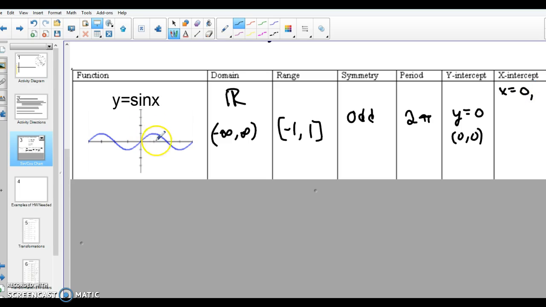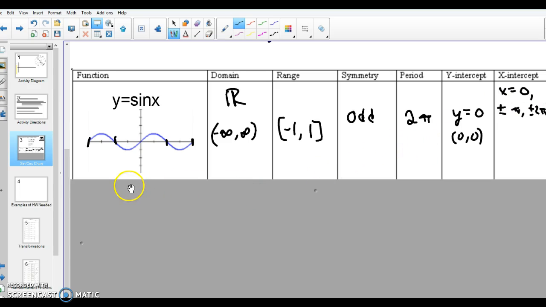It also has an x-intercept at 2 pi over 2 and 4 pi over 2. Remember, I'm going by half pi's in both positive and negative. So that'd be reduced to positive or negative pi and positive or negative 2 pi. Okay, so it occurs on both sides of the y-axis.